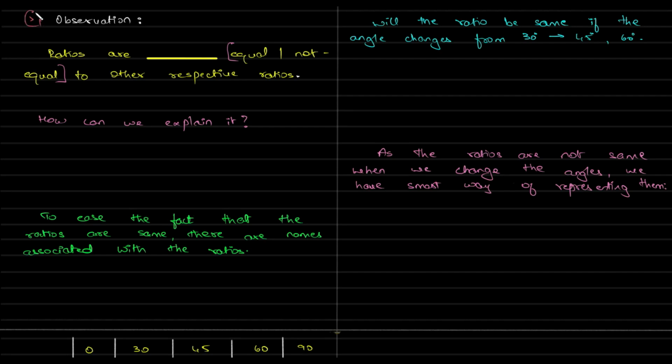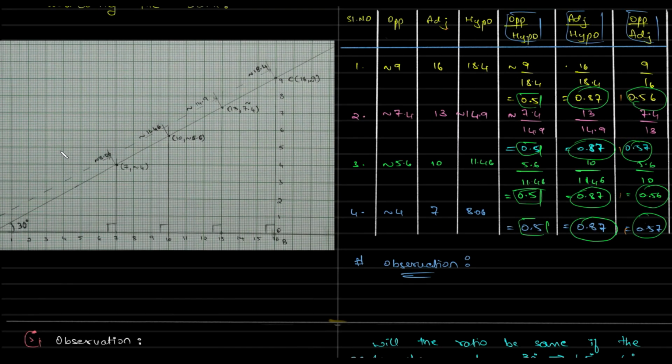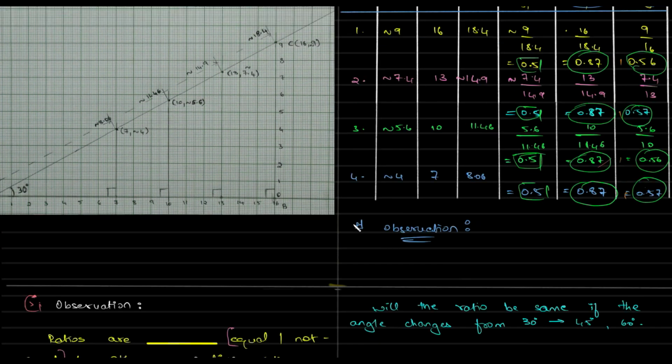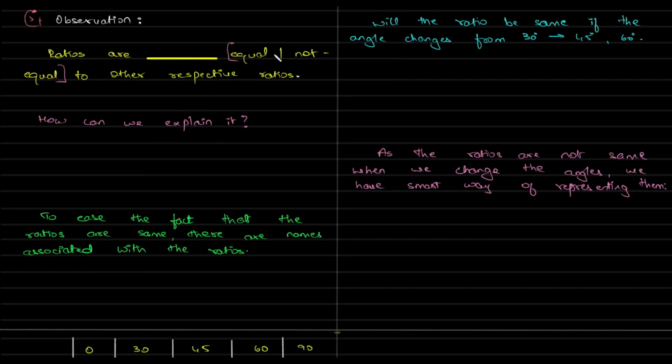Now we have to make an observation wherein we're looking at the ratios mainly. So what can we observe in the ratios? Well, opposite by hypotenuse, all the ratios are equal. They're equal to 0.5. Adjacent by hypotenuse, they're equal to 0.87. Opposite by adjacent, they're equal to 0.56, 0.57, approximately the same. So what can we conclude? Are the ratios equal or not equal to the other respective ratios? They are equal. This is what we can observe.